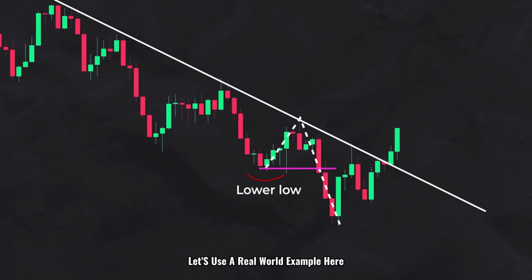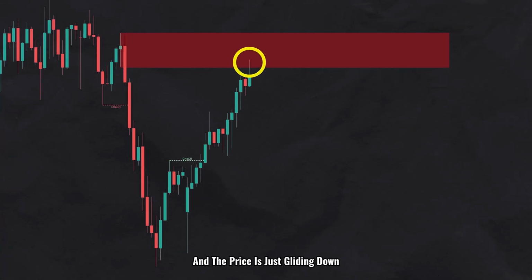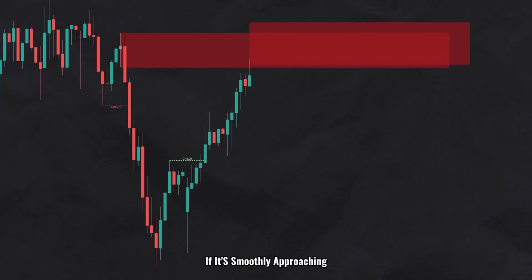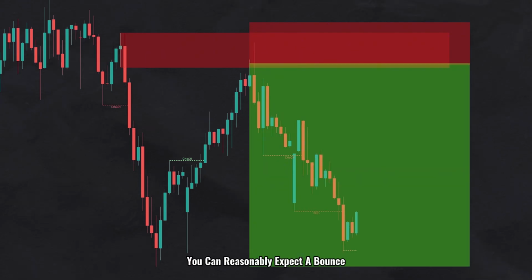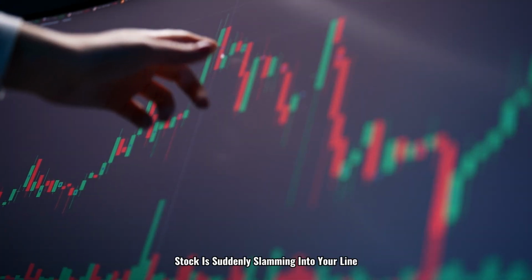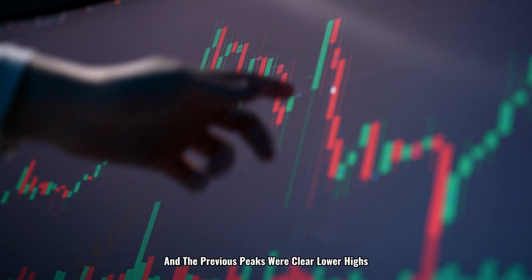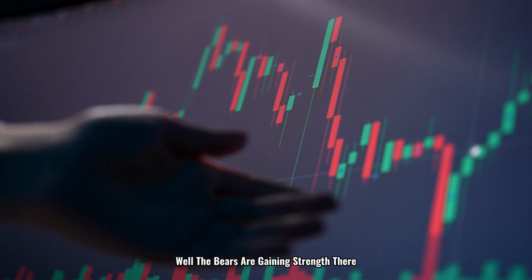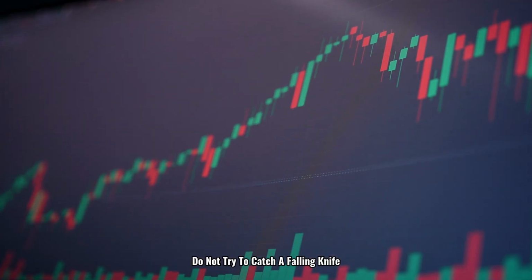Let's use a real-world example here. Imagine you're trading Apple stock, and the price is just gliding down towards your uptrend line. If it's smoothly approaching while still making higher highs, you can reasonably expect a bounce. But if that same Apple stock is suddenly slamming into your line on heavy volume and the previous peaks were clear lower highs, well, the bears are gaining strength there. You need to expect a break. Do not try to catch a falling knife.